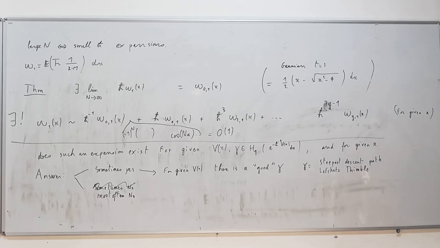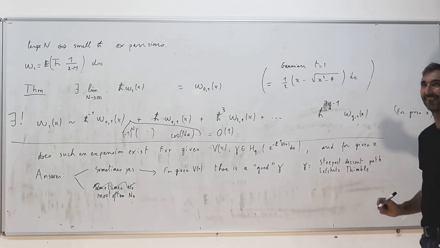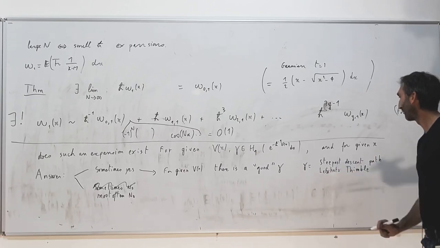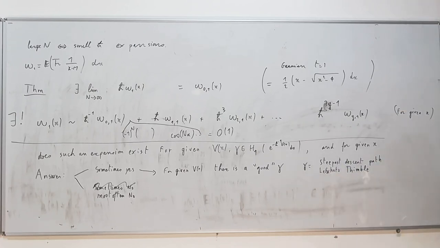How do you spell Lefschetz? There is an S, no? With an S. Yes, S-C-H. F-S-C-H, yeah. Lefschetz symbol.